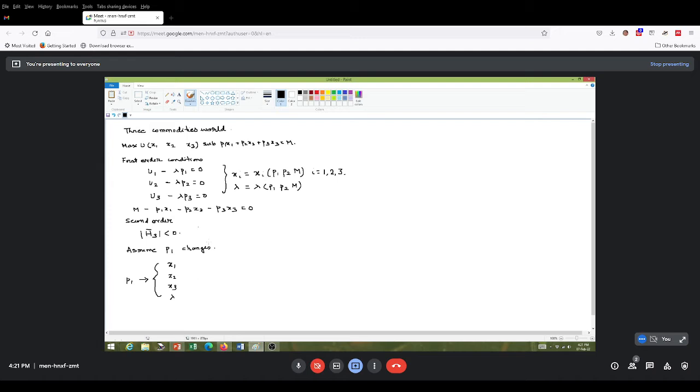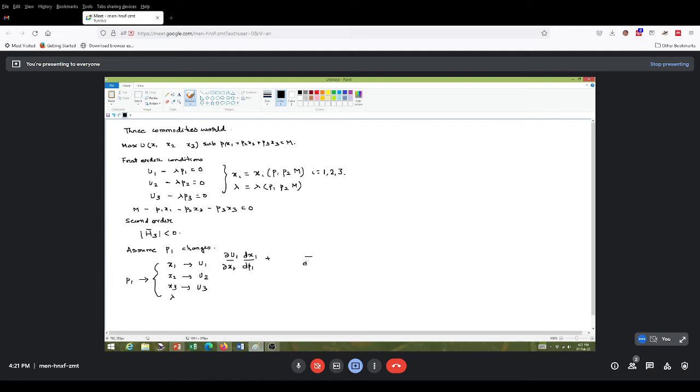Now let us look at U1. What we have to see is that when X1 changes, how does U1 change? When X2 changes, how does U2 change? How does U3 change? Because in this utility function, the marginal utilities will have X1, X2, X3. So P1 is changing. As a result of this, X1 changes. This is U1.